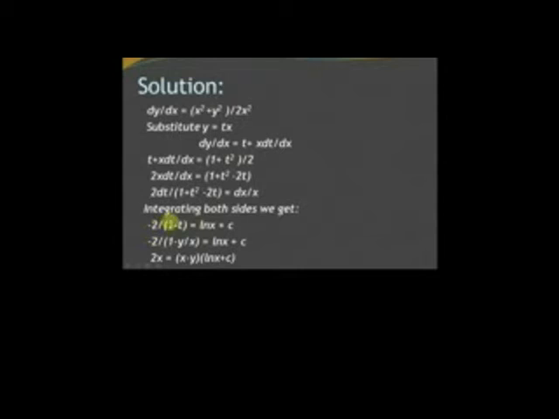When we integrate both sides we get minus 2 by (1 minus t) equal to ln x plus c, because the integration of 1 by x is ln x. Again we write the value of t as y by x, so minus 2 by (1 minus y by x) is equal to ln x plus c, or 2x equal to (x minus y) into (ln x plus c). Thus the solution of dy by dx equal to (x square plus y square) divided by 2x square is 2x equal to (x minus y) into (ln x plus c).